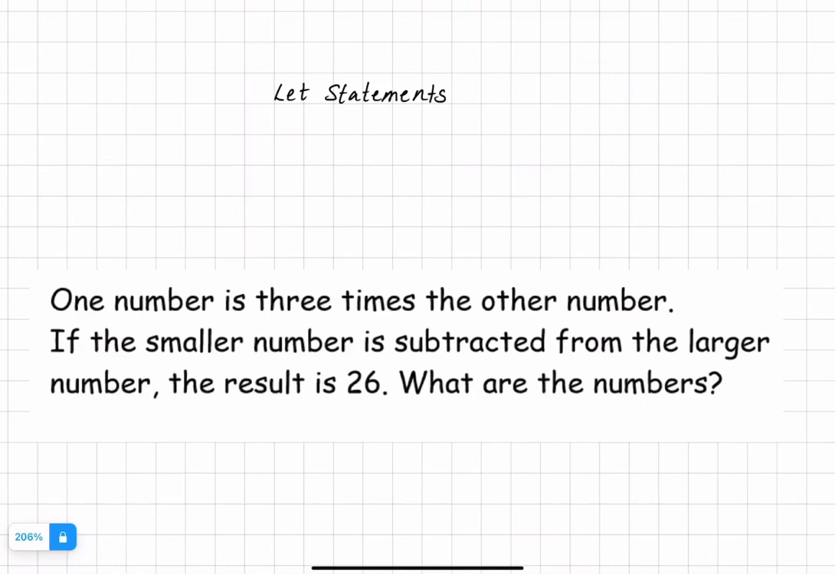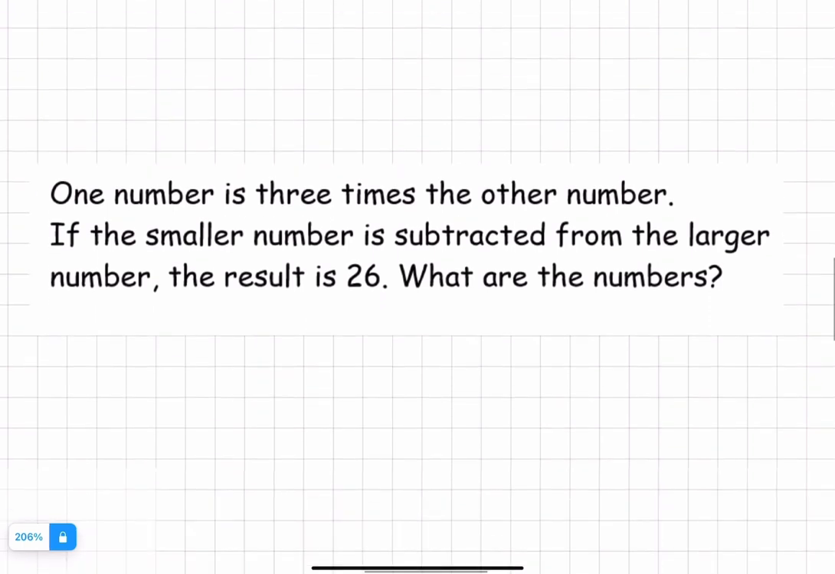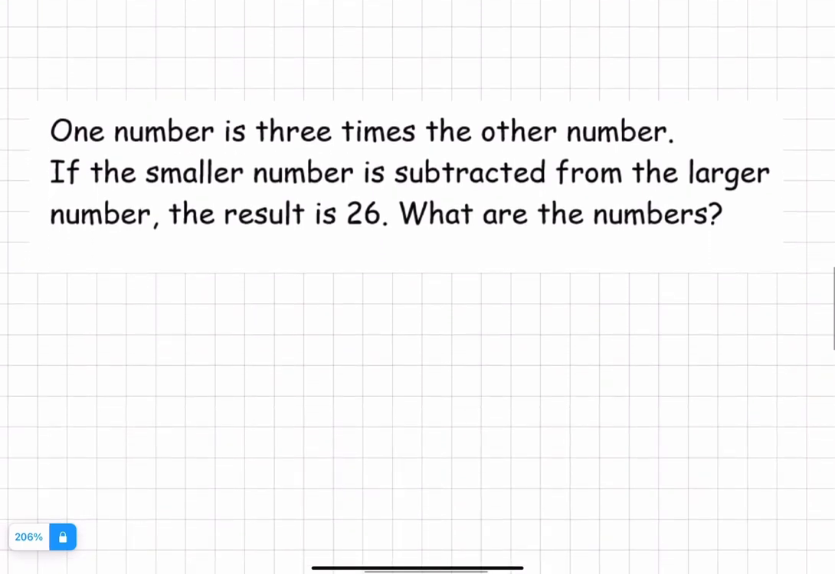Hey guys, in this video we're going to be talking about let statements. So we have a problem right here. Let's read it out. One number is 3 times the other number. If the small number is subtracted from the larger number, the result is 26. What are the numbers? Based on this problem, we can identify that there are two unknown numbers.